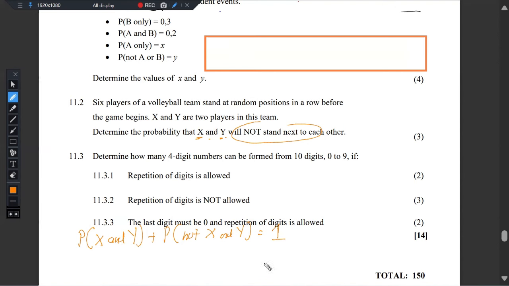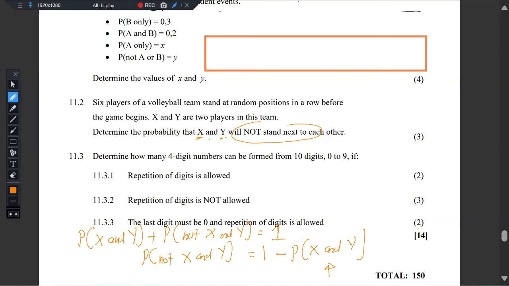Right. So this is a complementary event. That means, in other words, if we are looking for the probability of not X and Y, then this should be 1 minus the probability that X and Y will actually stand next to each other. So our mission here would be to find the probability that X and Y will stand next to each other. Then we subtract that from 1.